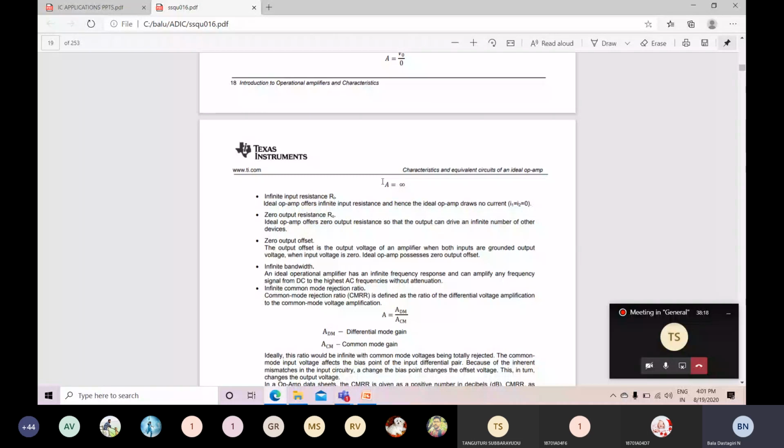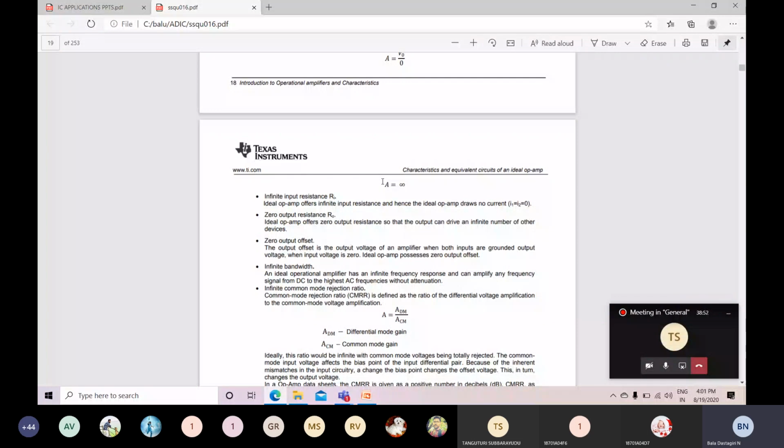The next one is infinite input resistance. The ideal op amp has the characteristic of infinite input resistance, and since the ideal input resistance is infinity, the ideal operational amplifier draws no current, as I told you. I1 and I2 are the currents towards the input terminals of the op amp, and they are 0. Since they are 0, the input resistance becomes infinity. Okay, the next one is zero output resistance.